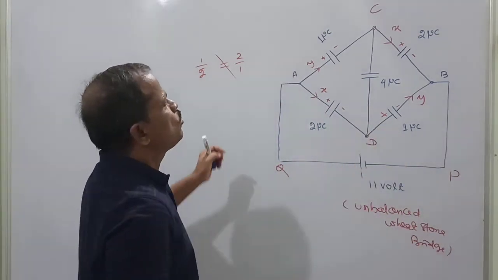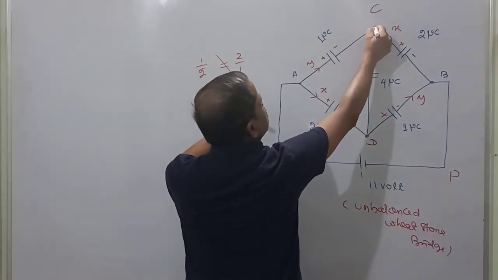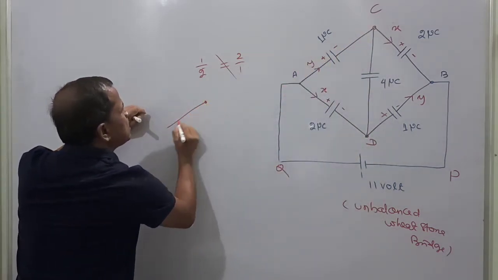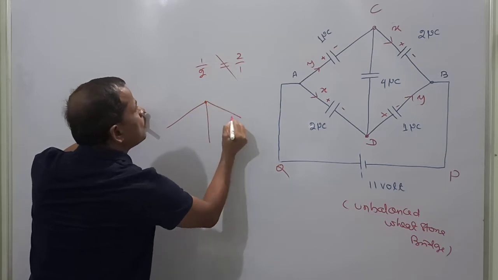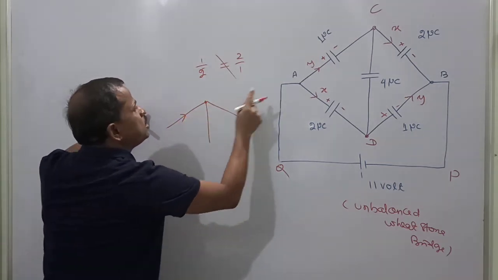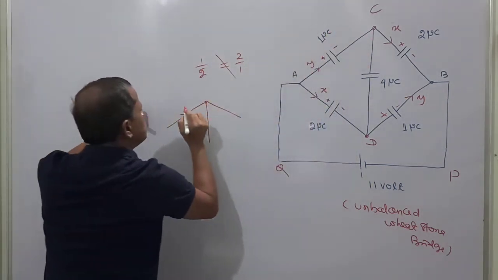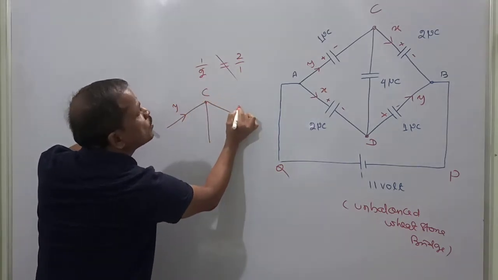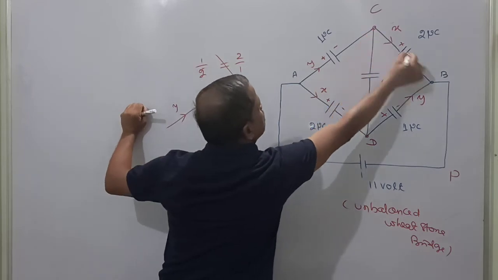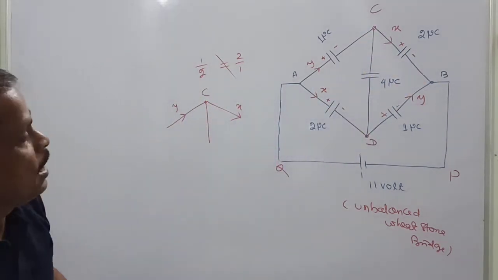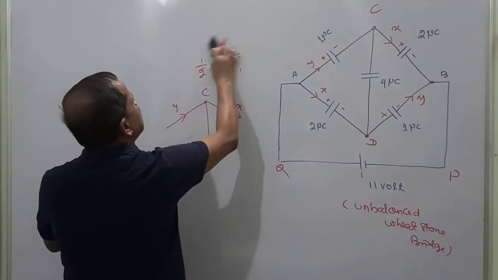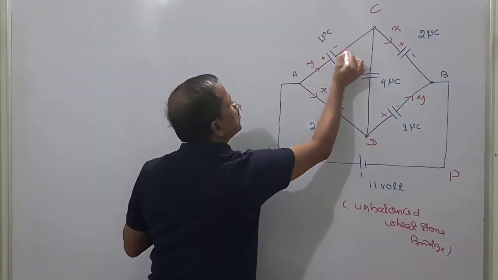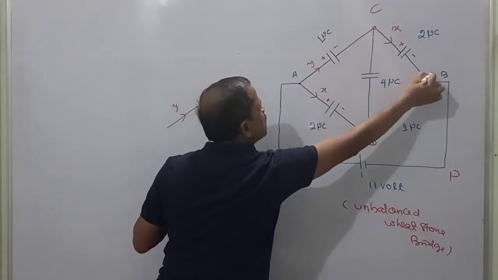Naming done. When I am taking the point C, at the point C, 3 lines are there. To the point C, how much charge is going? Along this line, y is going. Along this line, x is going. Now you tell me how much charge will flow along the middle line.